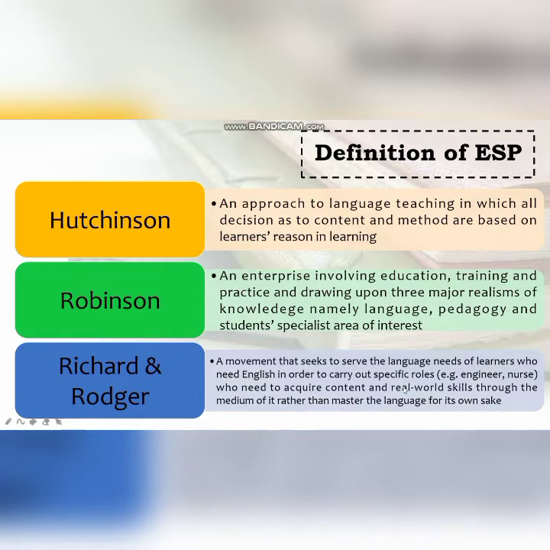Acquire content and real-world skills. So Robinson said also training and practice in ESP. Richard also said real-world skills. Real-world skills mean the students need to practice based on the activities in a real-world condition. And then it is beyond the master the language for its own sake. So they have to practice not only to master the language but also to practice the activities based on the real world.